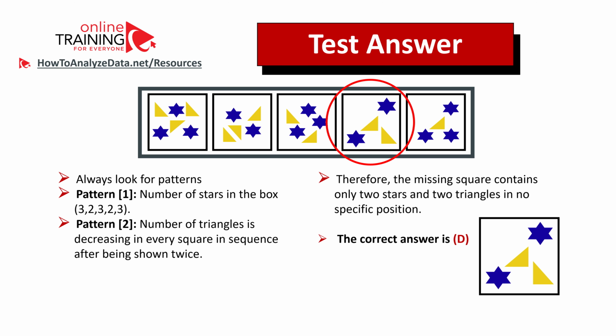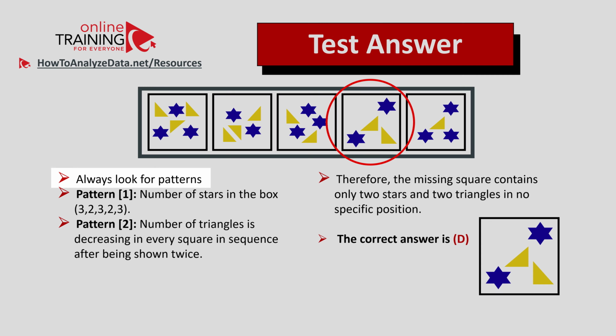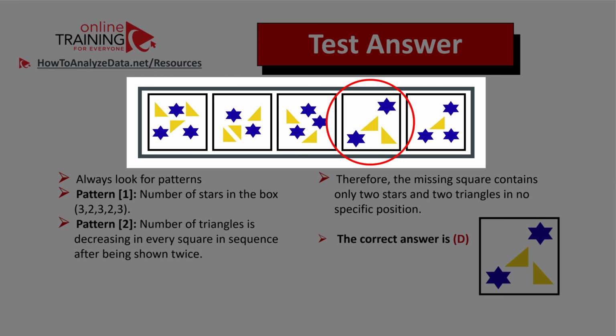I'm probably going to repeat myself again, but my advice to you is always look for patterns. So there are 2 patterns present here, and both patterns have number of objects. The first pattern is the pattern of number of stars in the box. You see that the first box has 3 stars, then it goes down to 2 stars, then 3 stars again, 2, so the next one is 3 again. So the missing object will definitely have 2 stars.